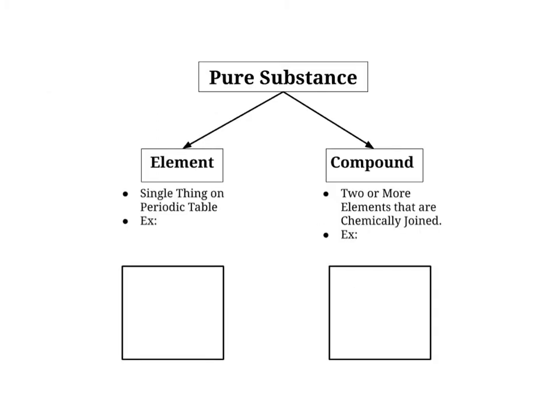So for pure substances, we can break that down even further into two categories. So on the left side, we have elements. Elements are a single thing that's found on your periodic table. So if you can find it as an element on your periodic table, that is an element which falls under the pure substance category. So for example, hydrogen is a single element. It could be oxygen. It could be carbon, neon, etc. Those are all examples of individual elements.